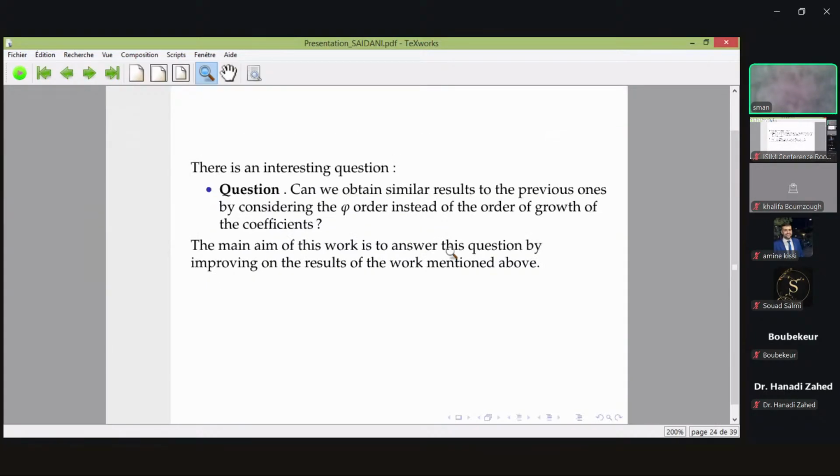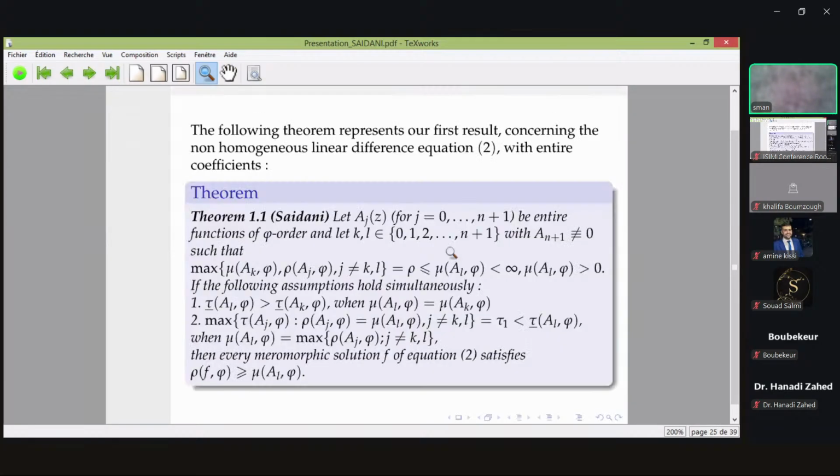So there is an interesting question. Can we obtain results similar to the previous ones by considering the phi order instead of the order of growth of the coefficients? The main aim of this work is to answer this question by improving on the results of the work mentioned above. The following theorem represents our first result concerning the non-homogeneous linear difference equation 2 with entire coefficients.